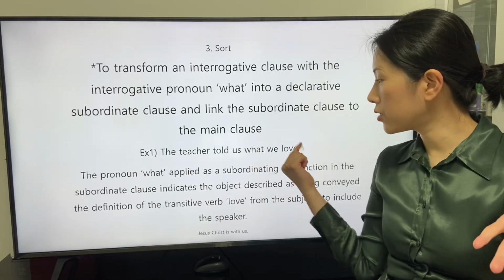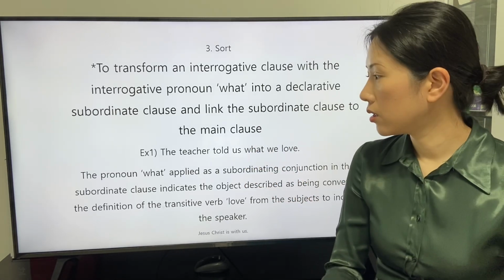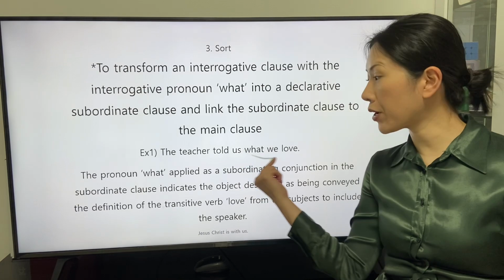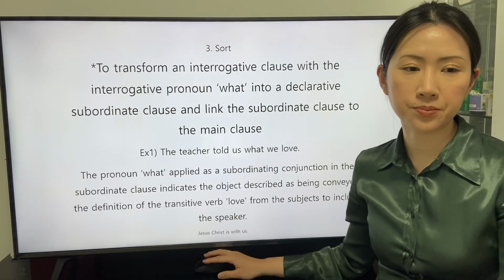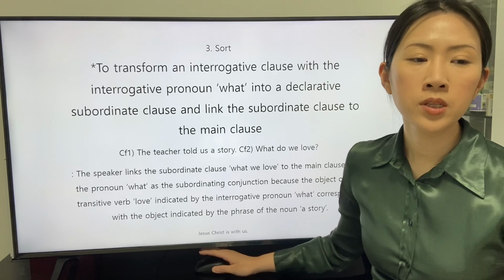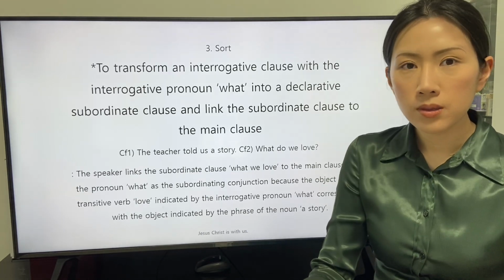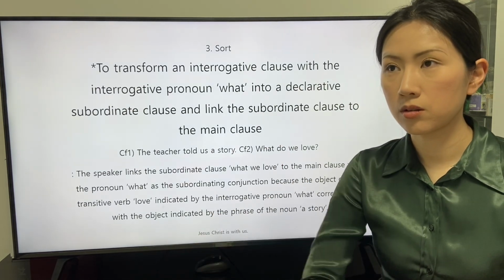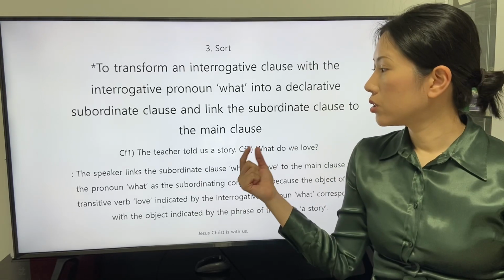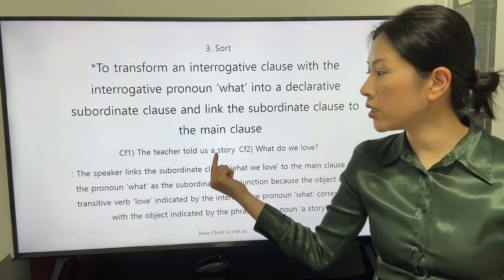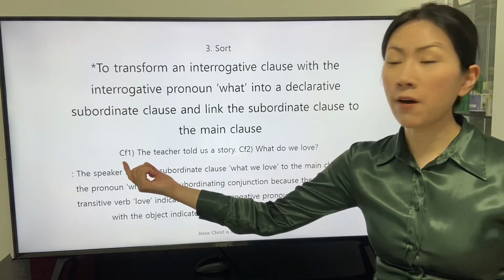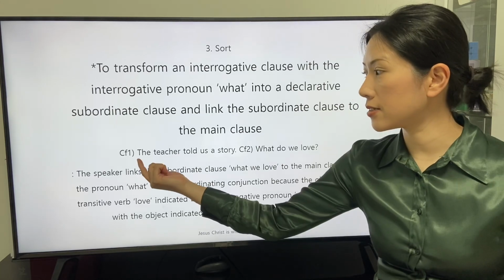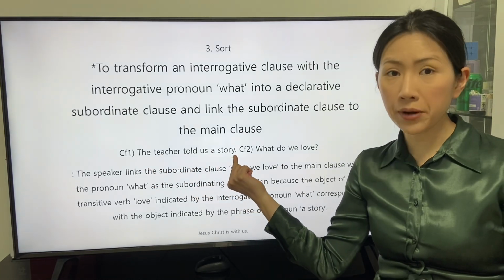The object of the transitive verb love is applied as the direct object in the sentence. The sentence can be considered as an integration of the two sentences. The first sentence to become the main clause is this. The teacher told us a story.